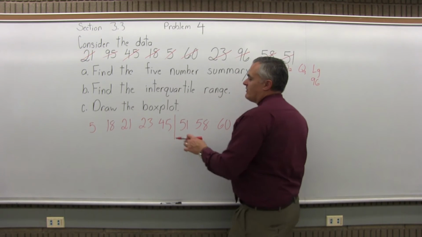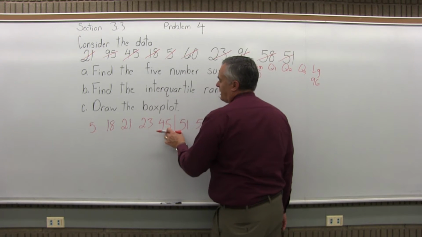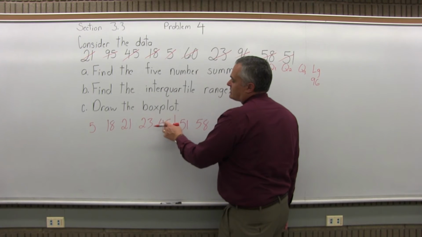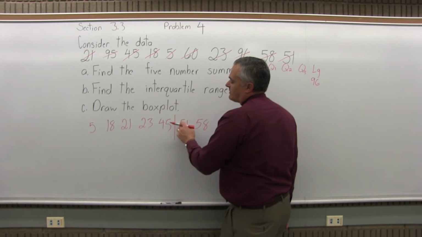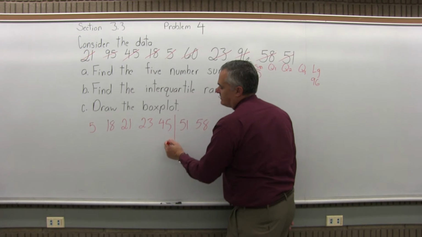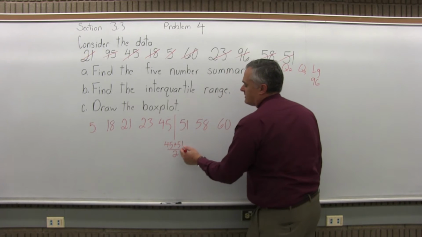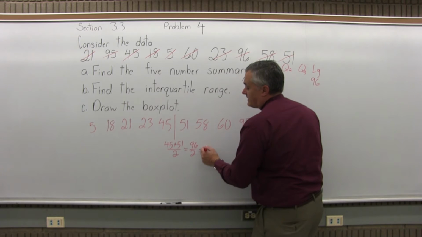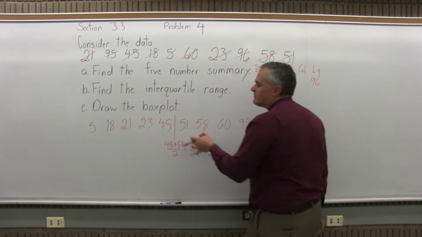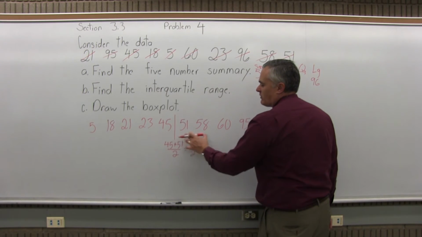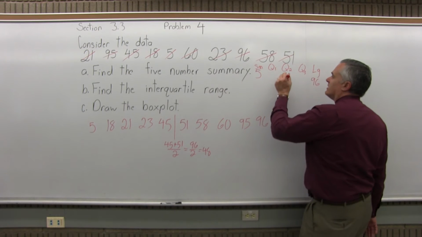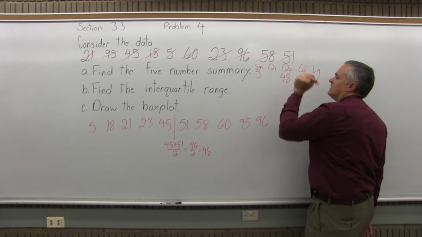So right in between 45 and 51, I can see is 48. It's 3 bigger than the 45, 3 less than the 51. If you don't see it easily, do 45 plus 51, divide by 2. 45 plus 51 is 96. Divide by 2, and sure enough, it is 48. You can use your calculator if you're not really sure. 48.